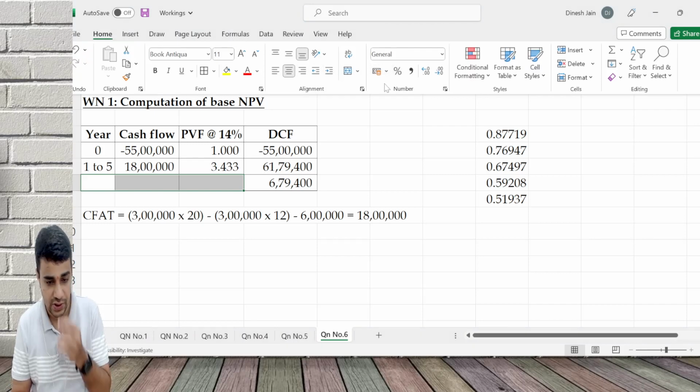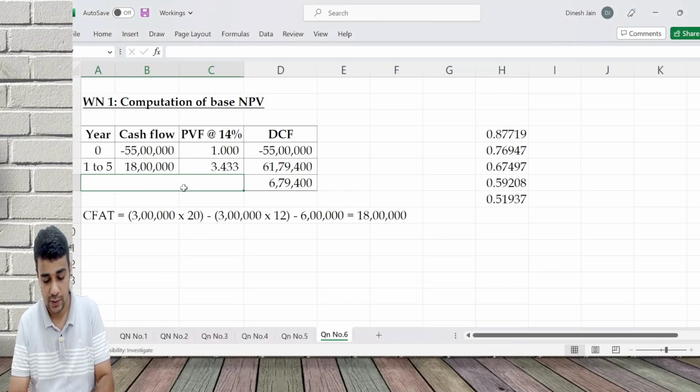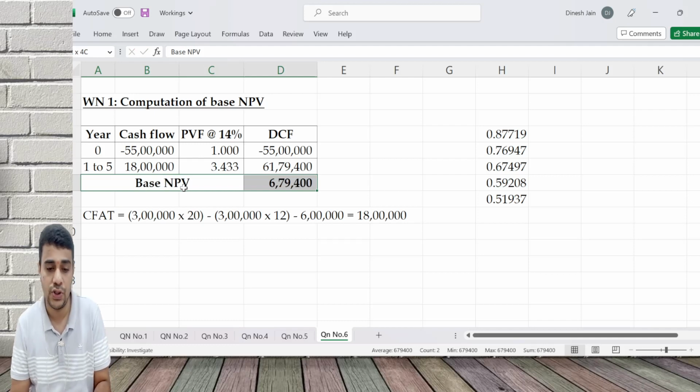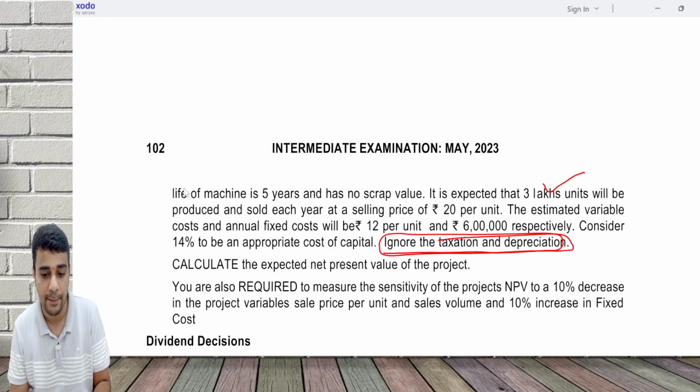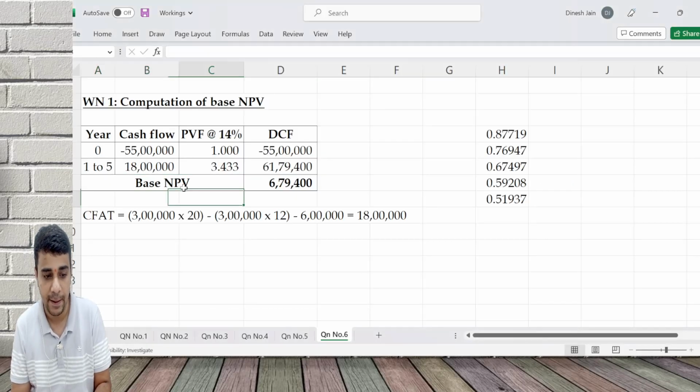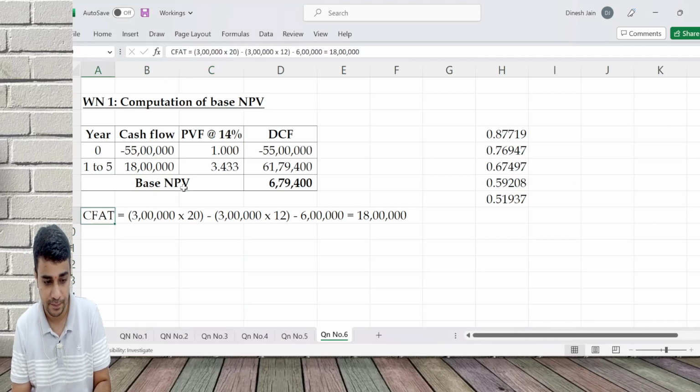Sensitivity is basically measuring the percentage change. How will this change happen? When you change these parameters, the base NPV will undergo change. The parameters we have are a 10% decrease in selling price, a 10% decrease in sales volume, and a 10% increase in fixed cost. These are the 3 parameters we are required to analyze.